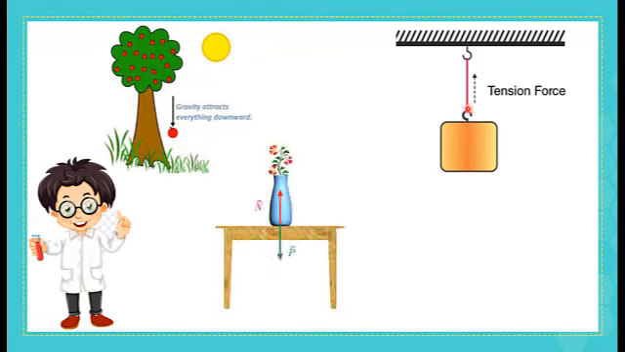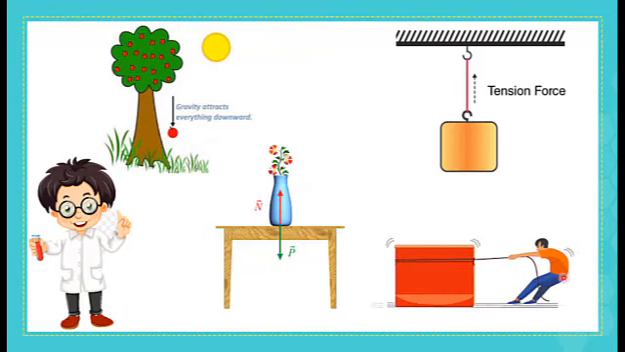The third one is the normal reaction of a support. It occurs when we have a support, like here we have a table. It is a contact force, and the line of action of this force is always perpendicular to the support. The fourth one is the muscular force. It occurs when we push or pull an object using our muscles, the muscles of the hands or the muscles of the legs.